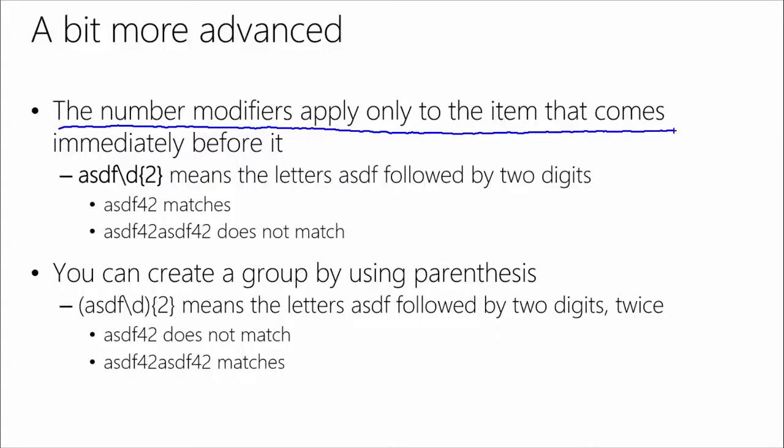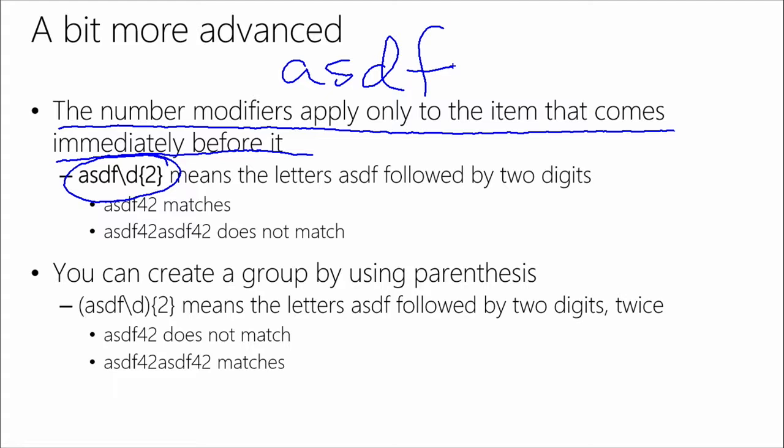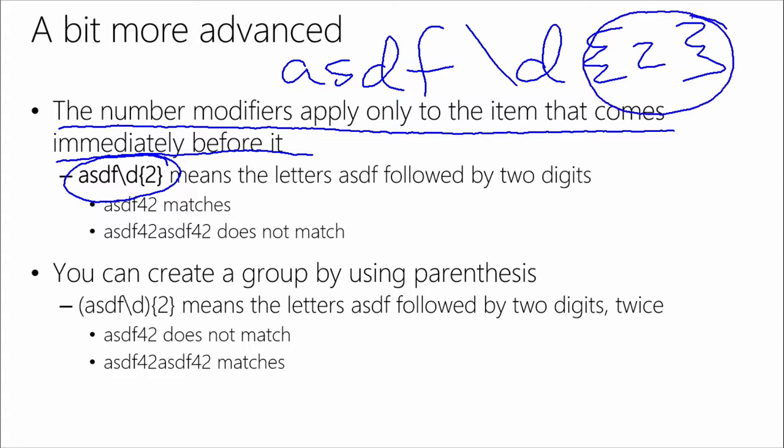Right. So let's get a little bit more advanced. So like I mentioned, the number modifiers only apply to the item that comes immediately before it. So let's take, for example, that expression there. So I just have ASDF because my fingers were on the home row. And then I've got \d and then that curly 2 curly. This little operator only applies to the item that comes immediately before it.